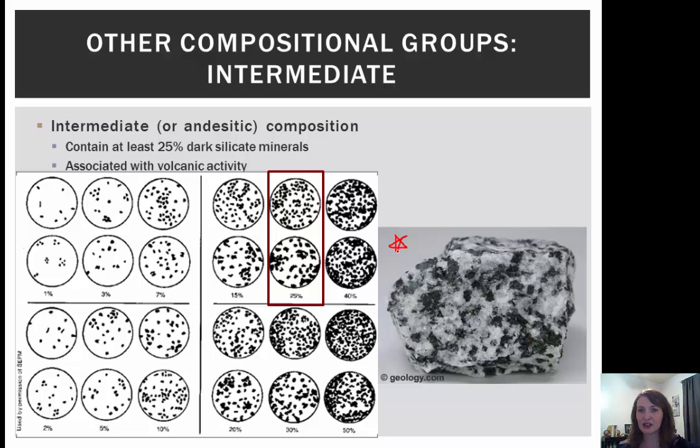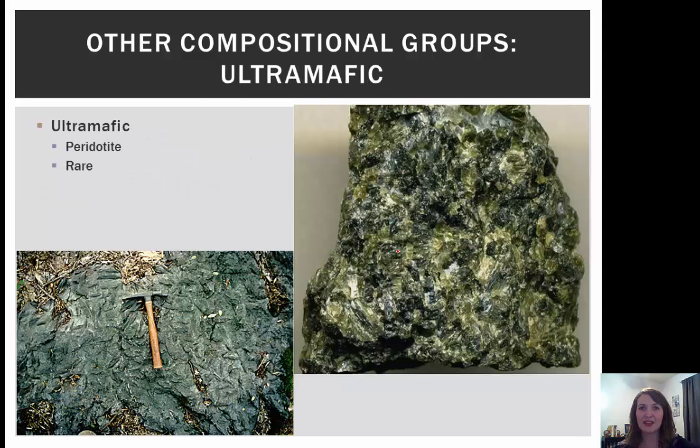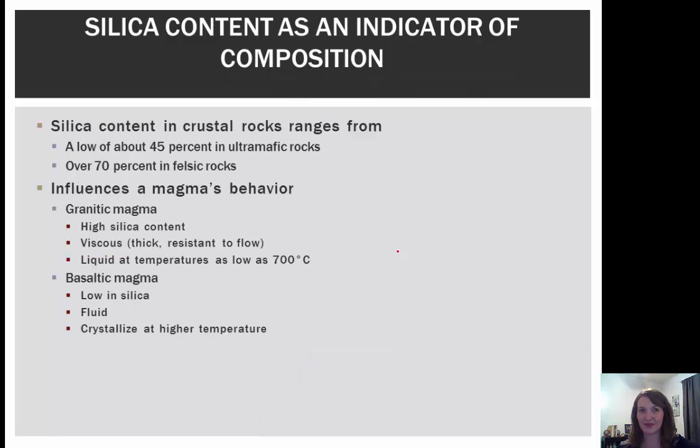So it has that salt and pepper texture, so it has about 25% or so of those dark mafic, dark colored silicates. Our other compositional group is ultramafic. It's common of peridotite, and it's very rare, so you can just see exactly how dark this is.